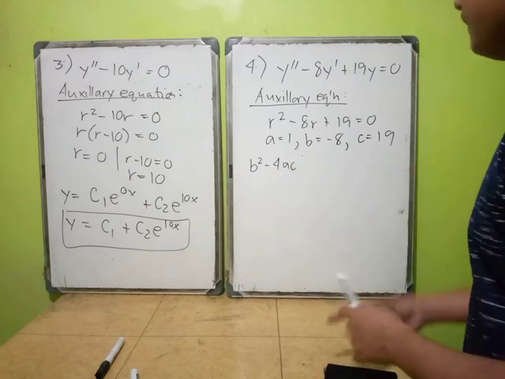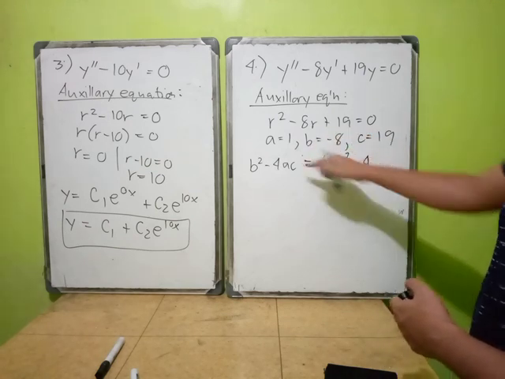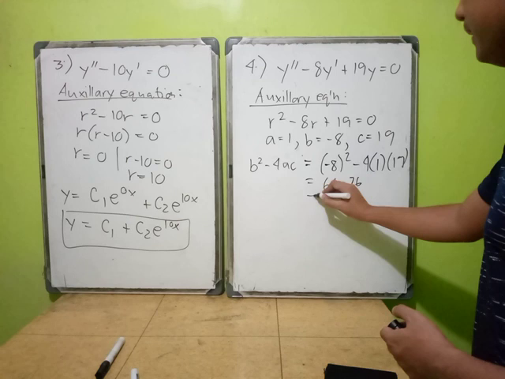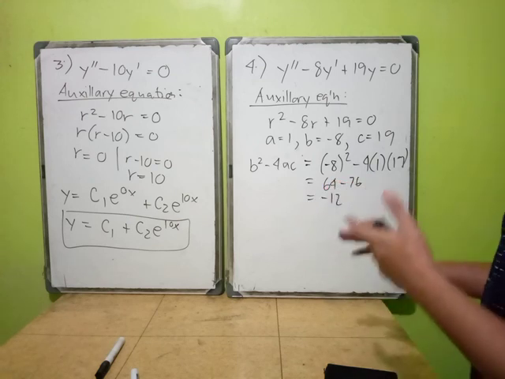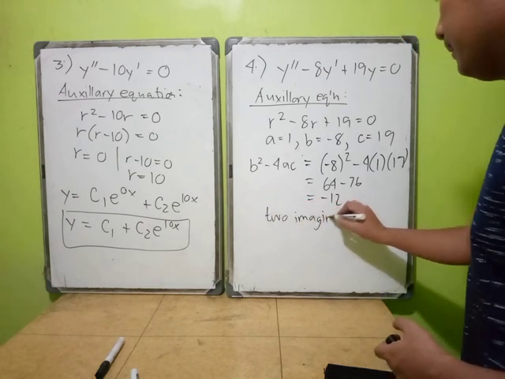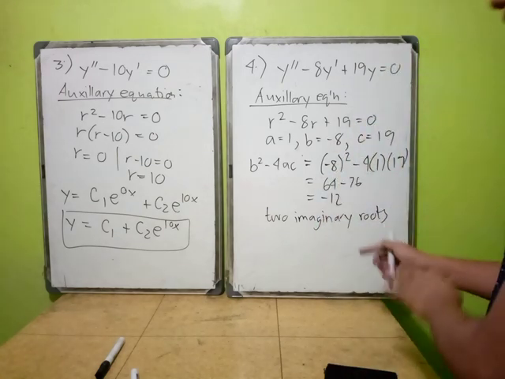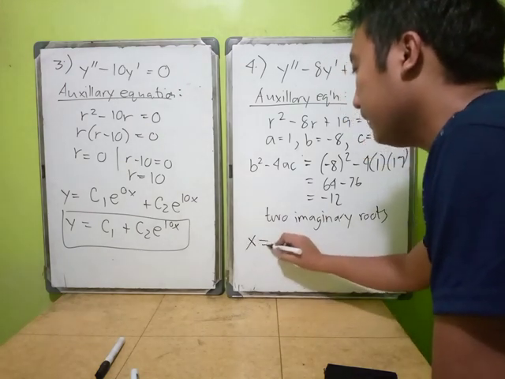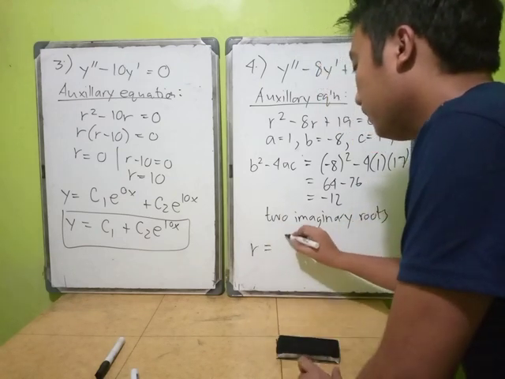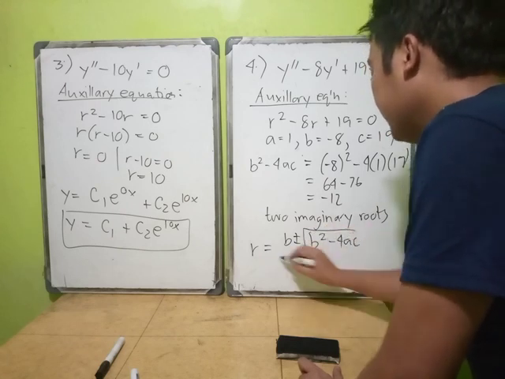So b squared minus 4ac, where b is negative 8, a is 1, and c is 19. Therefore, 64 minus 76 is equal to negative 12. So therefore, it has two imaginary roots. How do we solve this one? We use the quadratic formula: r is equal to negative b plus or minus the square root of the discriminant, b squared minus 4ac, over 2a.